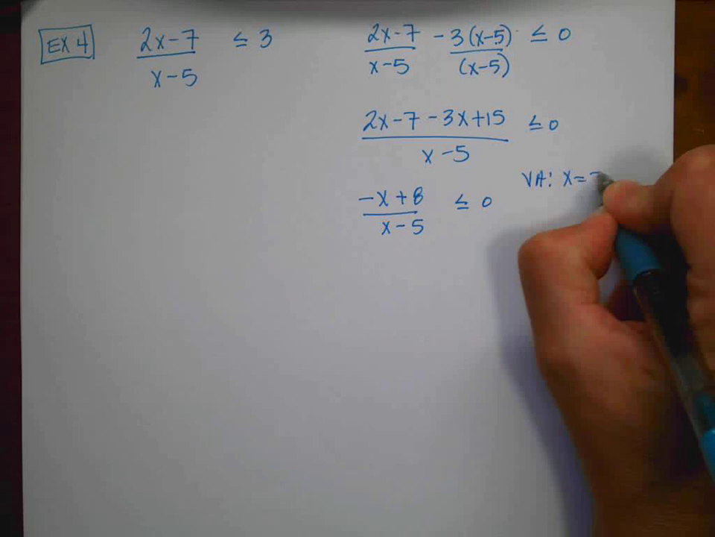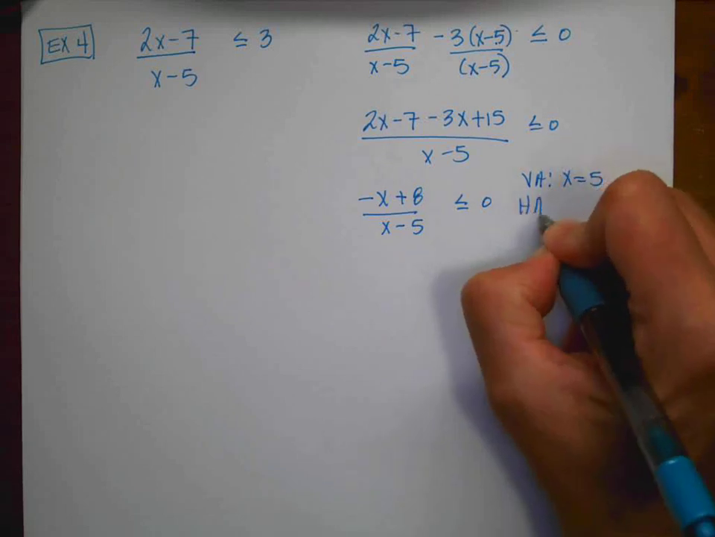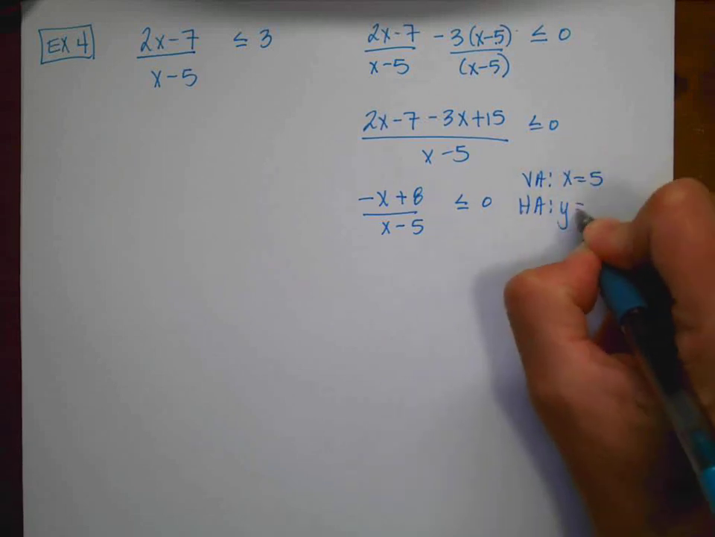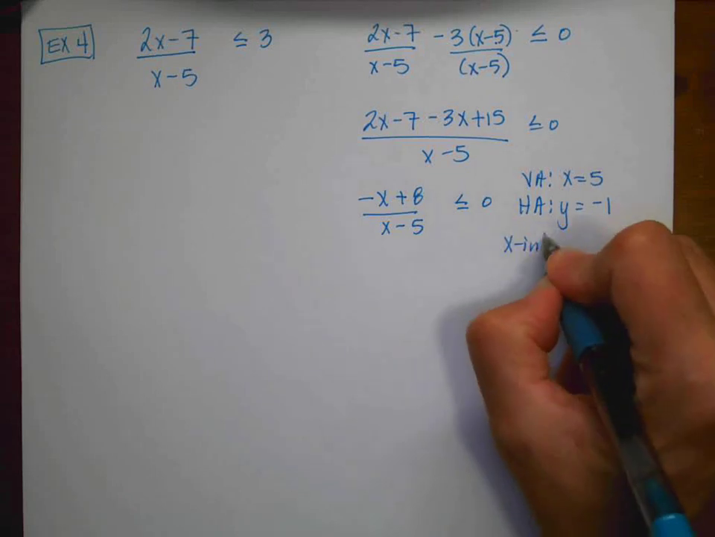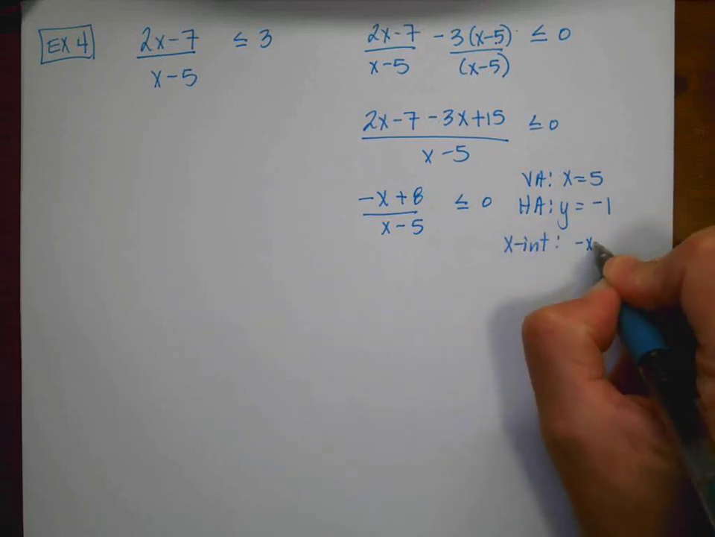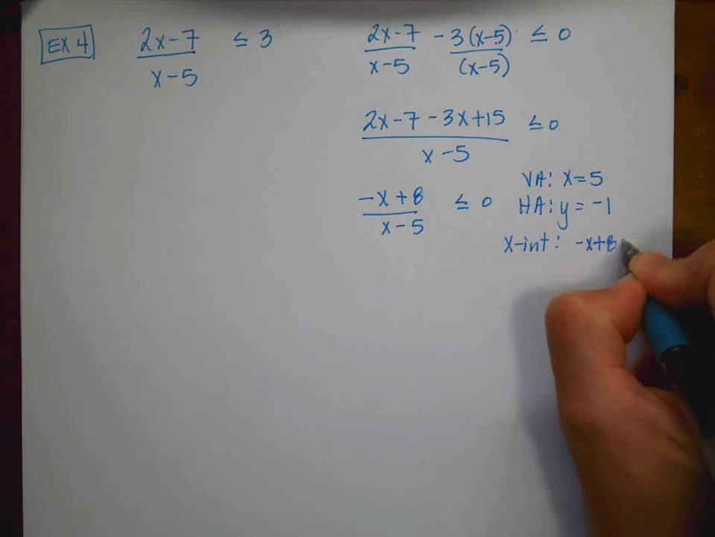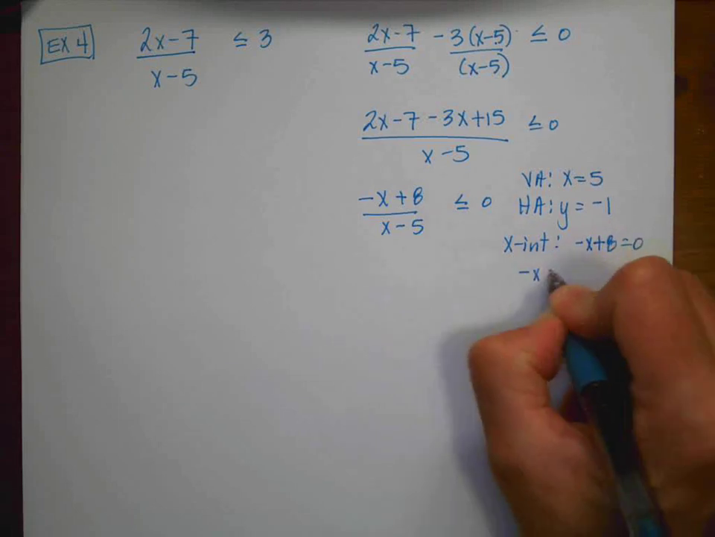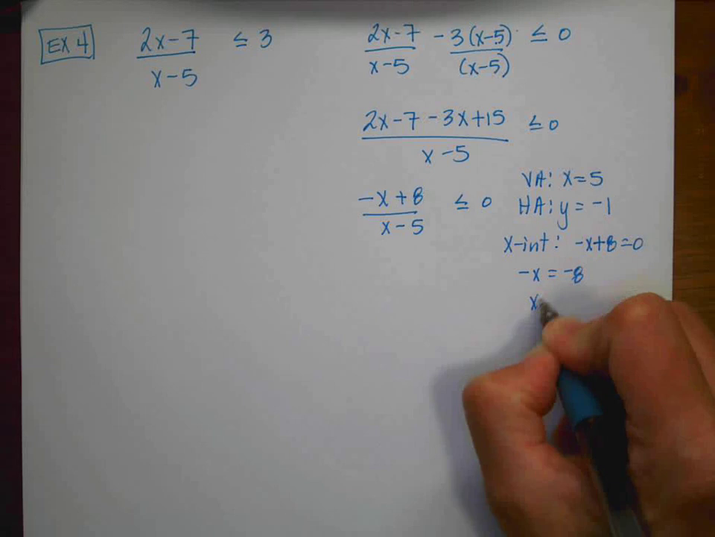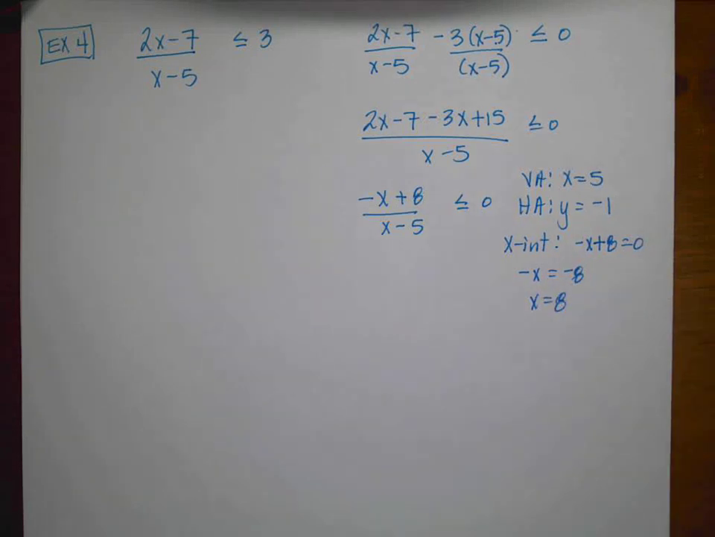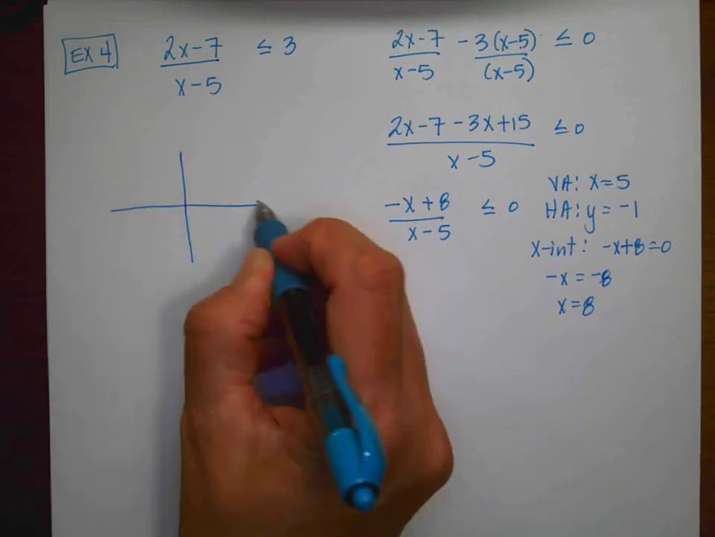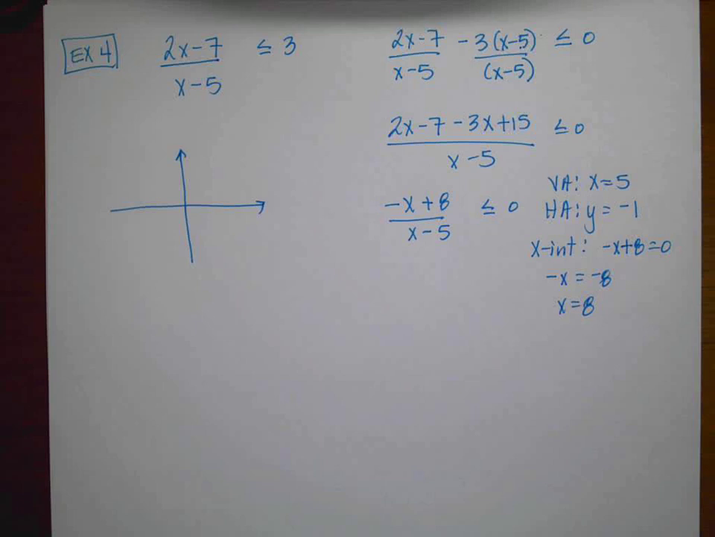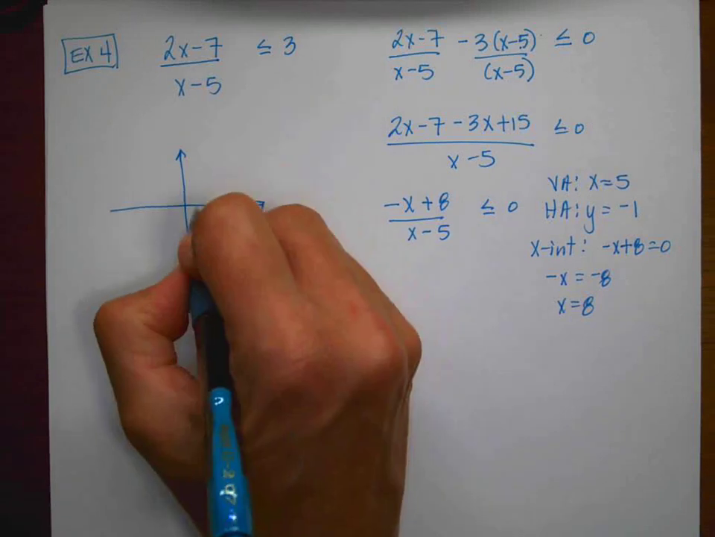I know that I have a vertical asymptote at x is equal to 5. The degree is the same top and bottom, so y is equal to a negative 1. And then my x-intercept is going to be a negative x plus 8 equals 0. A negative x is a negative 8, so x is equal to 8. So my x-intercept is going to be at x is equal to 8. So I actually can go ahead and sketch this graph because I know so much information.